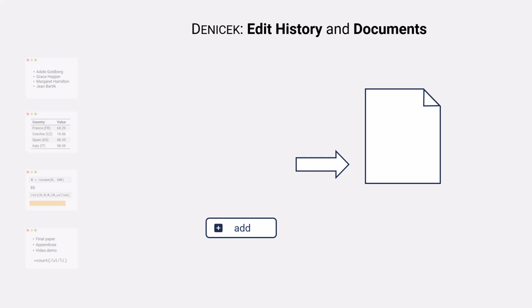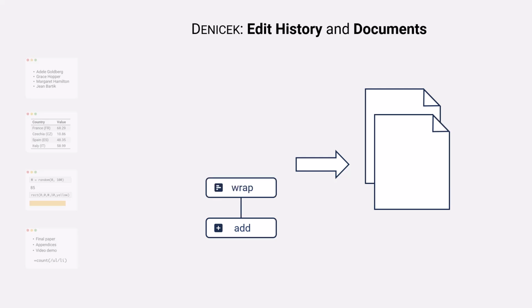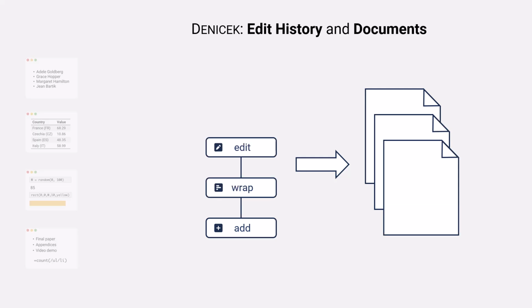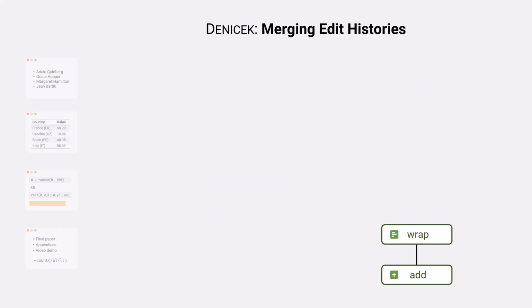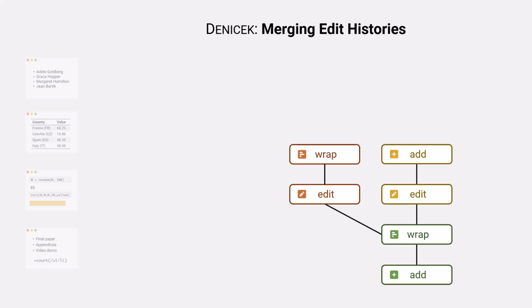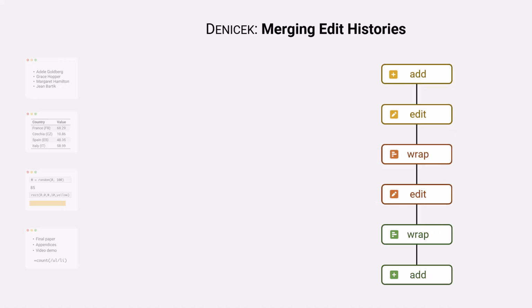Denicek is based on a simple idea. It keeps an edit history and obtains the current state of the document by applying the edits. The key operation in Denicek is merging of edit histories. Given two edit histories that share a parent, Denicek can merge those into a single linear history.